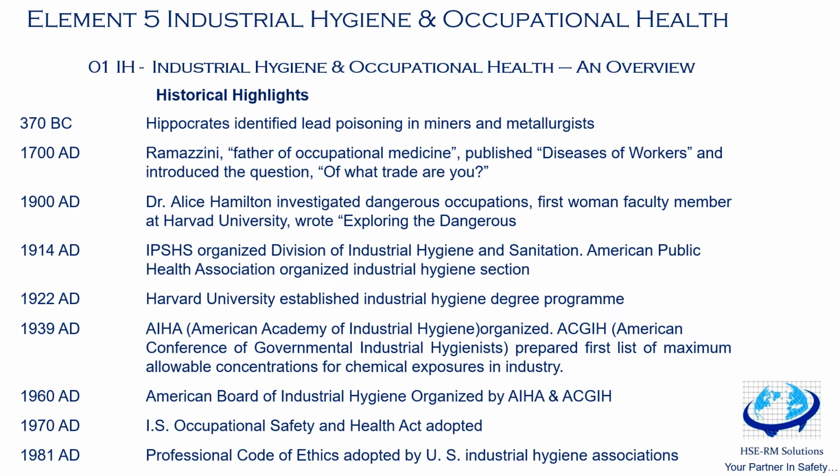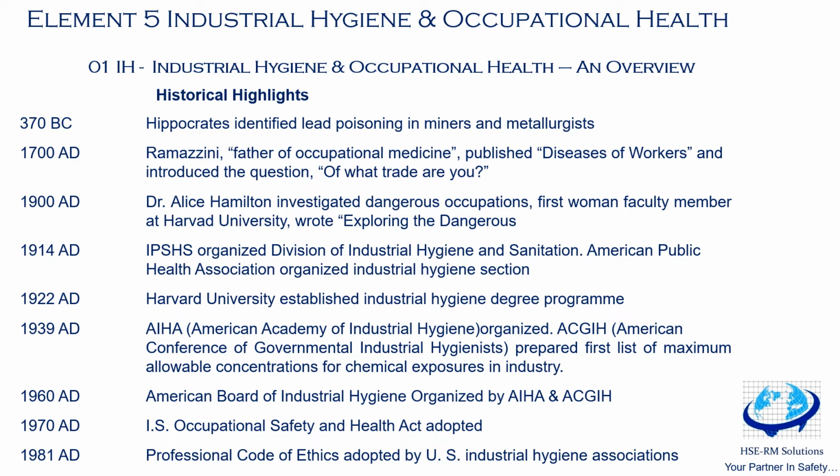ACGIH started listing down the maximum allowable concentrations. Why? Exposure cannot be in abundance, so there was a requirement to define specific limits. Now in 1960, the American Board of Industrial Hygiene organized, and AIHA and ACGIH came into close coordination. They organized this in a specific manner. They started writing the codes and practices; everything was starting in a formalized manner.